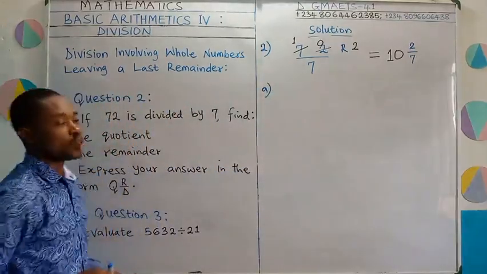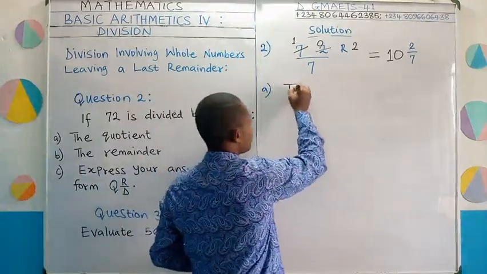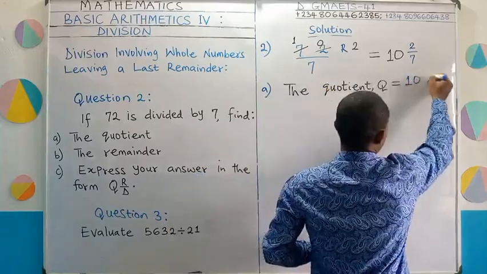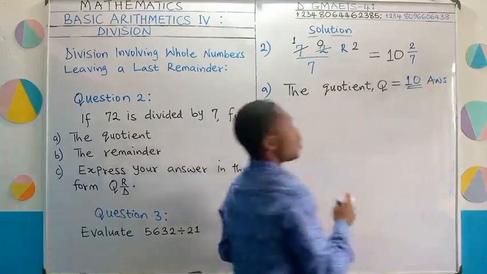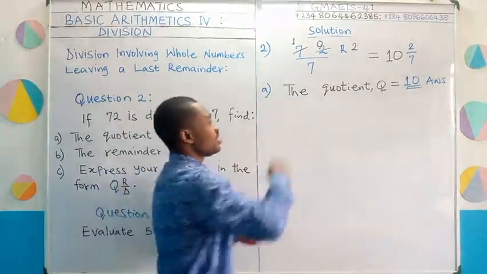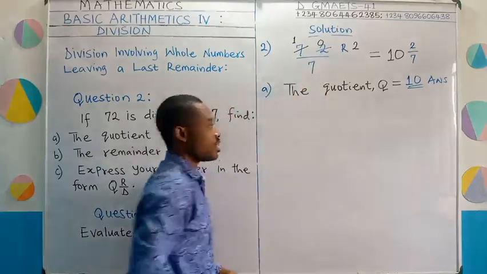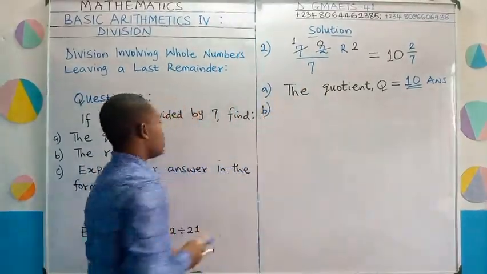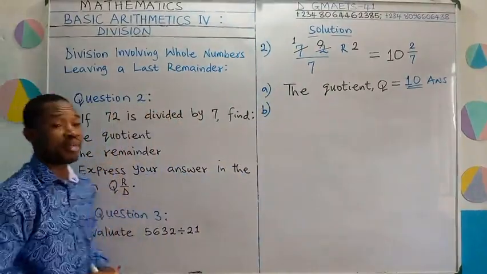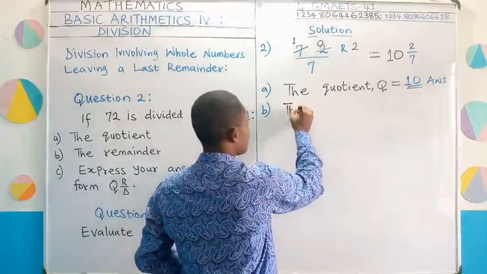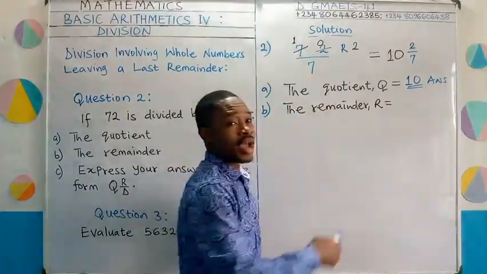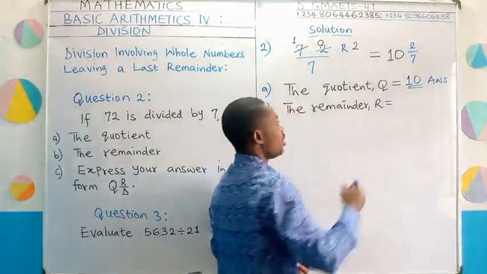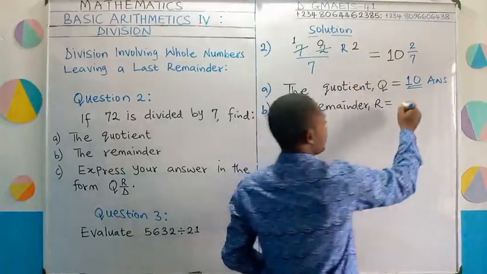Please, let's move on to pick out the things we are asked to find. A, the quotient. We are asked to find the quotient. So I'll simply write, the quotient is 10. Of course, that is the whole number of times that the denominator divided the numerator, 72. Are you following, right? So we'll move on to B part. In the B part, we are asked to find the remainder. So I will write, the remainder is the numerator of that proper fraction in our answer. Of course, that's the last remainder, and it is 2.